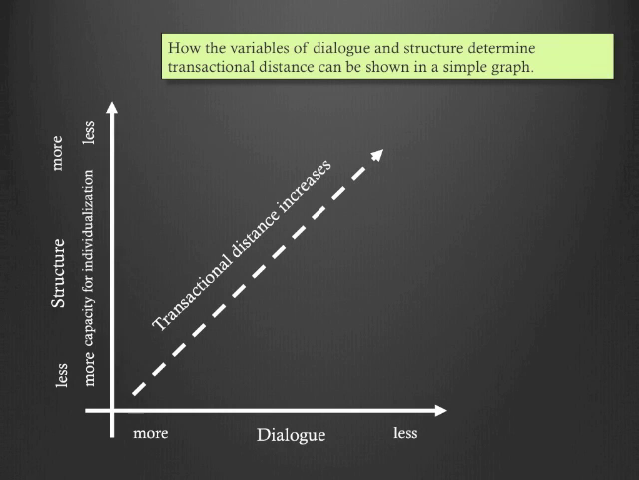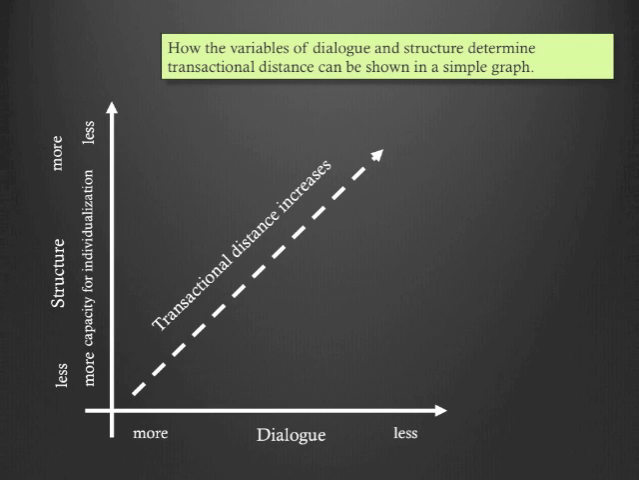For you visual people, check out the following graphs that show how the components function together. Here's how structure and dialogue determine transactional distance. You can see the more structure we have, the less dialogue there will be. In this event, transactional distance goes up. This tells us that courses which are highly structured have less communication. So there will really be more of a sense of transactional distance in a course with a high level of structure.